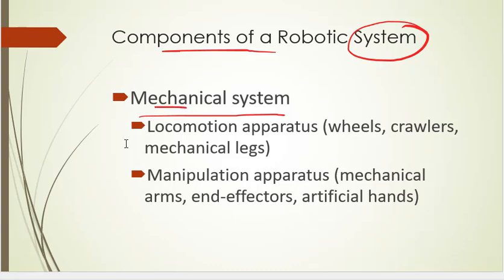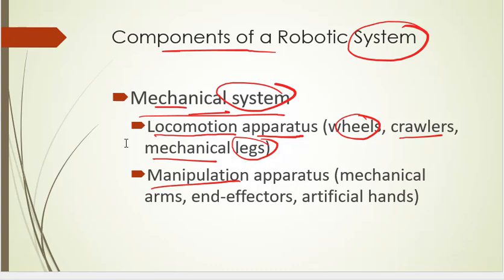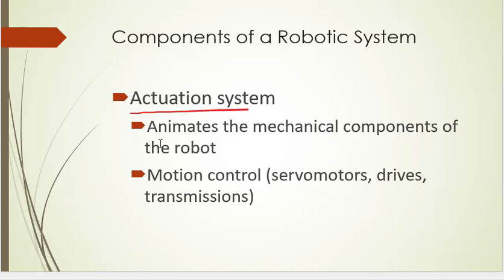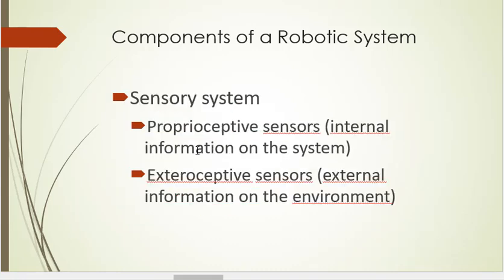Okay, the mechanical system. One part is the mechanical system: the locomotive apparatus like wheels, rollers, and mechanical legs, and also manipulators, mechanical arms, end effectors, and artificial hands. The actuators are also part of the mechanical system, animating the mechanical components of the robot, with motion control, servo motors and drivers, and the transmission. And this one is the sensor.